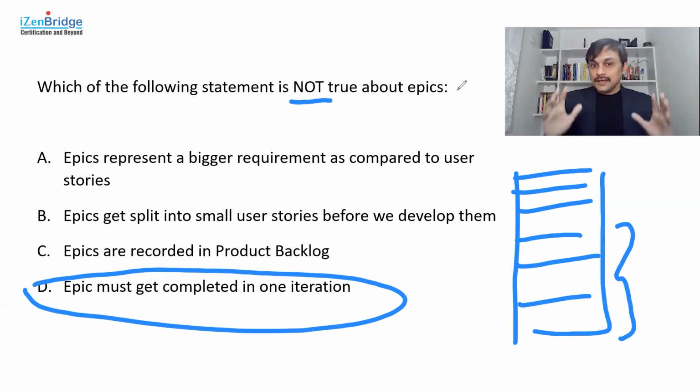And that's why they are part of a product backlog, but we are not working on them directly in a given iteration. So the definition of an epic is that it takes more than one iteration. That's why we can't say that it must get completed in one iteration.